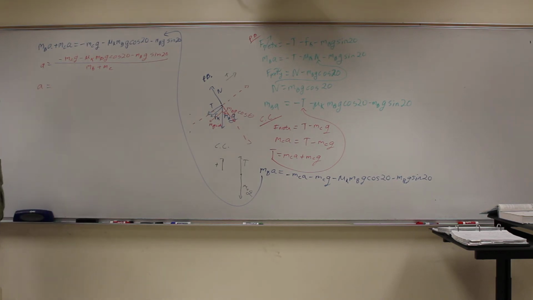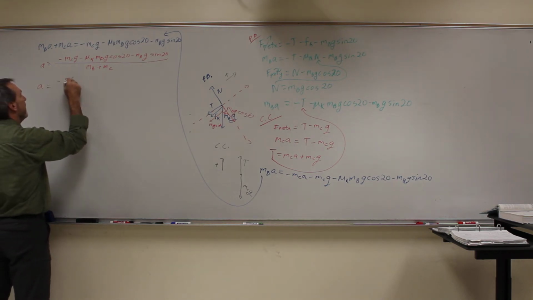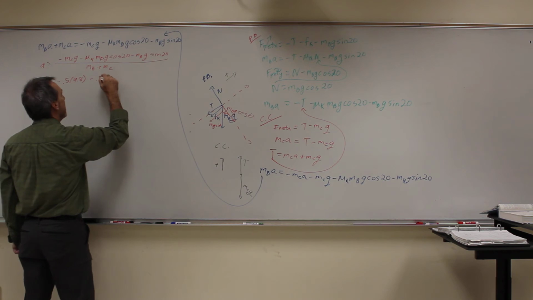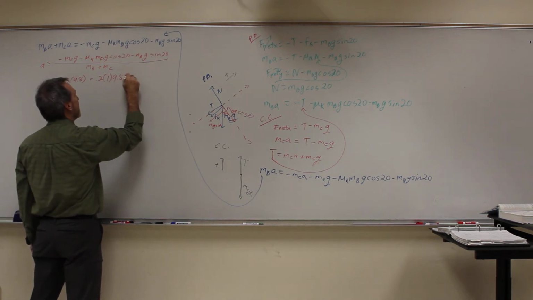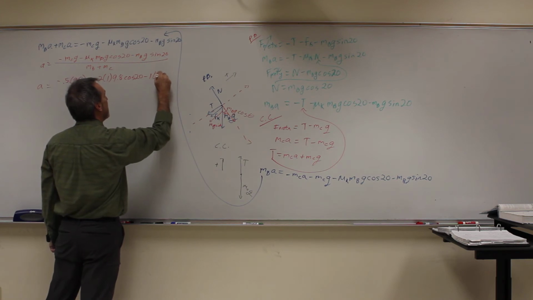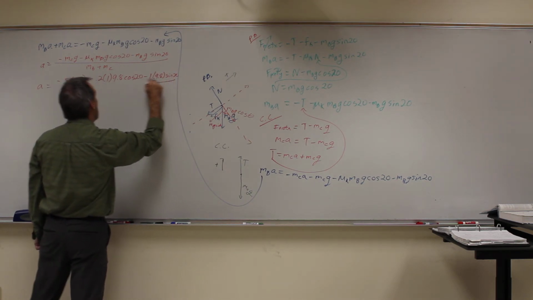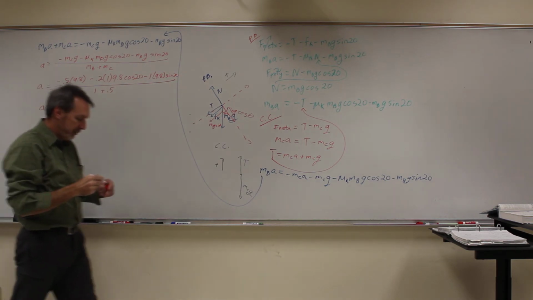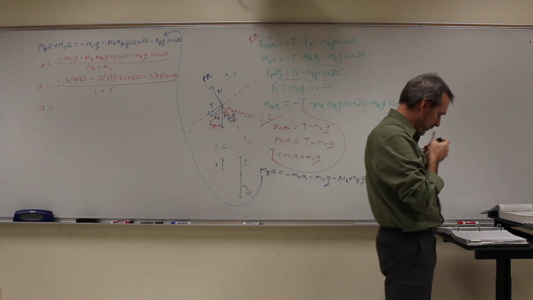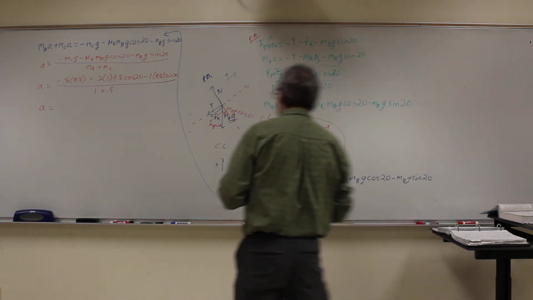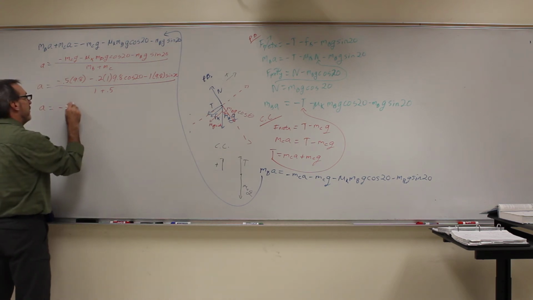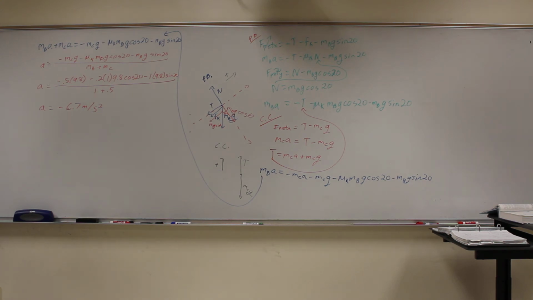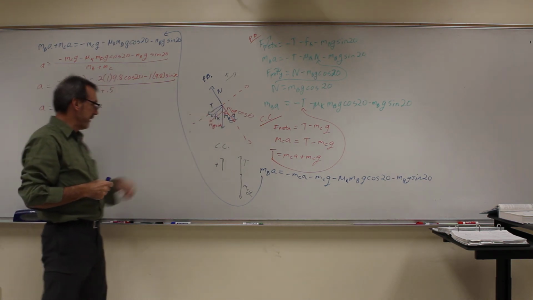Now I can plug in all my values. So this is minus 0.5 times 9.8 minus 0.2 times the mass of the book, which was 1, times 9.8 times the cosine of 20 minus 1 times 9.8 times the sine of 20. All over 1 plus a half. You plug all that into your calculator, and you get that the acceleration is minus 6.7 meters per second squared. And as we figured out, it has to be minus because it should be going down the slope. All of the forces are going down the slope.